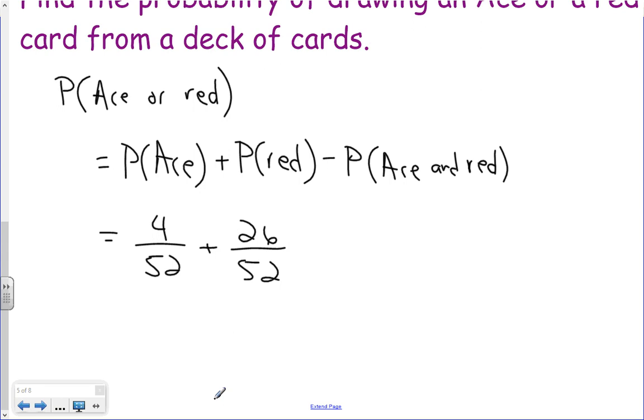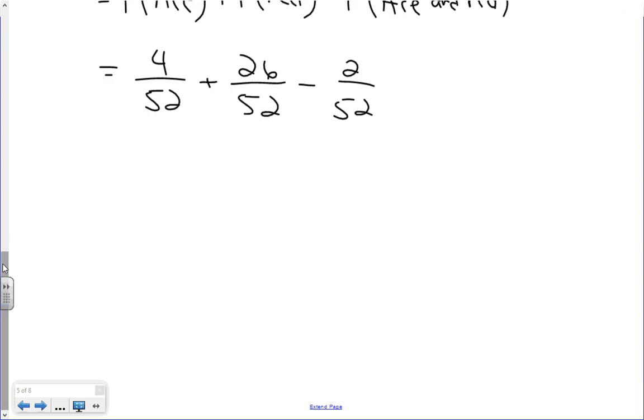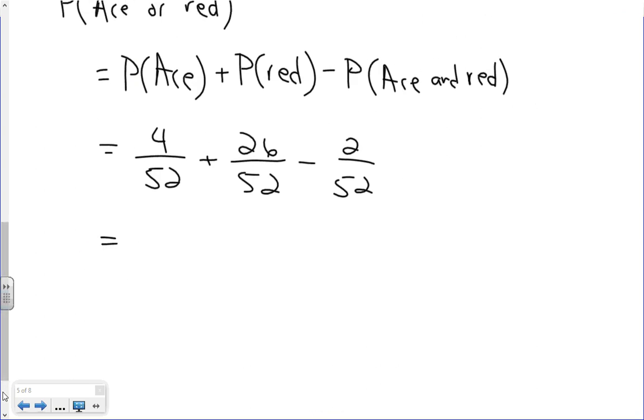So the probability that it's an ace is 4 out of 52, red is 26 out of 52, but I've included in both those calculations the ace of hearts and the ace of diamonds. I've counted those twice. So I've got to subtract off the probability of getting an ace and a red card. There's 2 cards in there that are aces and red out of the 52, so I've got to subtract those 2 out of there. So what does that leave us? 4 and 26 is 30, minus the 2 is 28 out of 52. So a little better than a 50% chance of getting an ace or a red card when we draw a card out of a deck of 52 cards.